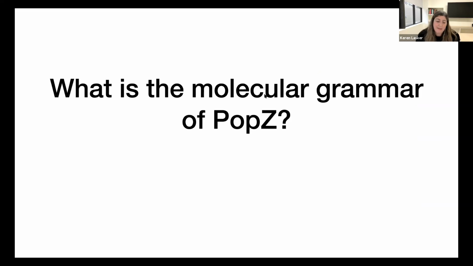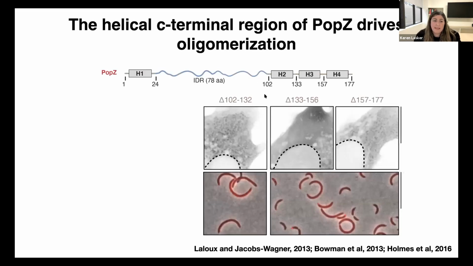Okay, so I'm hoping that by now we are convinced that POP-Z creates liquid-like condensates, and we next want to ask, what is the molecular grammar of POP-Z? It was shown in the past that the helical C-terminal domain of POP-Z, which is shown here as 3 helices, but now I've done AlphaFold on it, it may be 2 helices, but we don't know yet, is the one that drives POP-Z oligomerization.